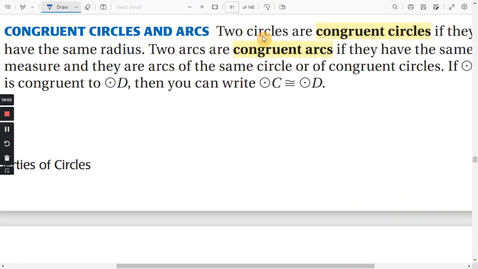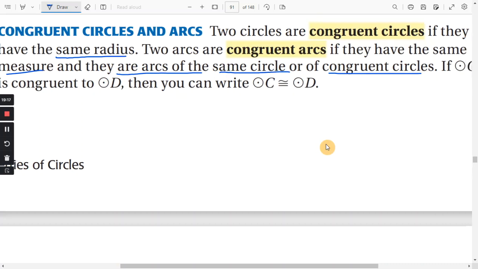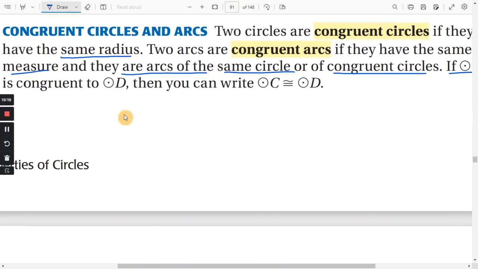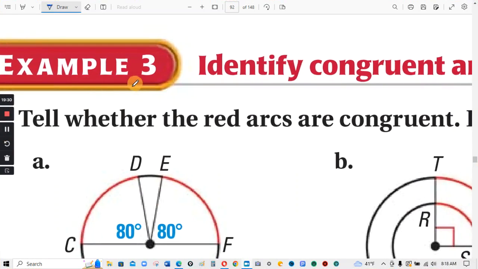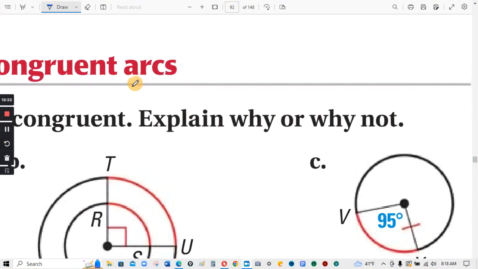All right, two circles are congruent circles if they have the same radius. Two arcs are congruent arcs if they have the same measure and they are arcs of the same circle or of congruent circles. So if circle C is congruent to circle D, we can write it like that. Circle C congruent to circle D. Example 3, tell whether the red arcs are congruent. Explain why or why not.